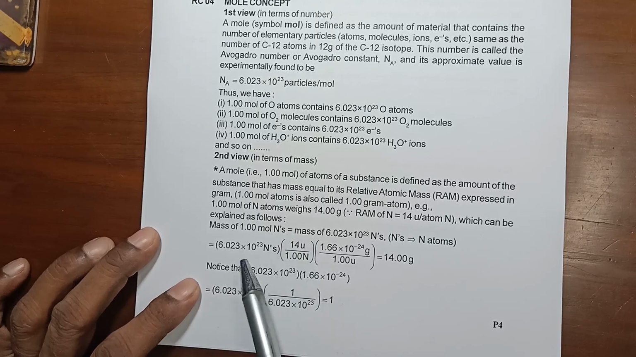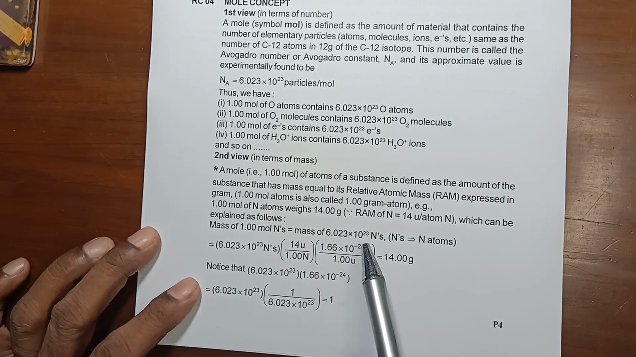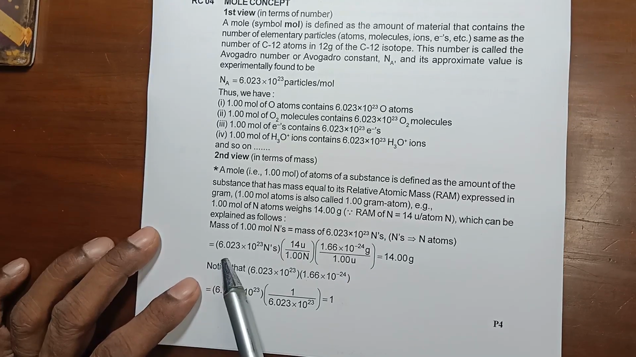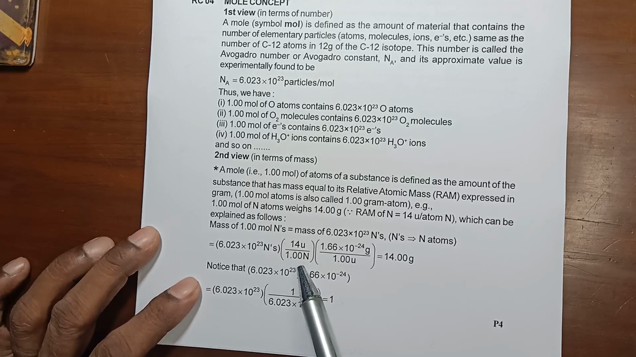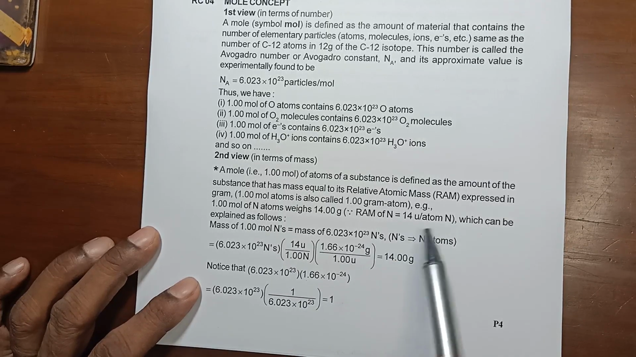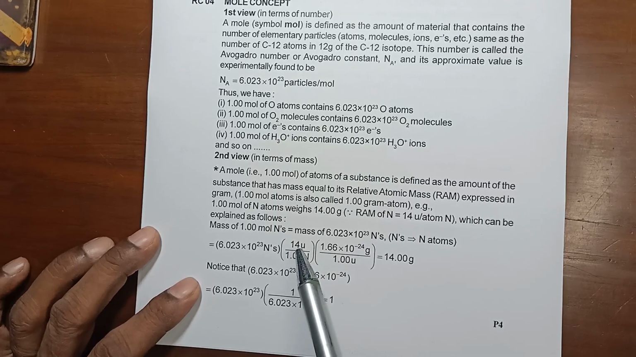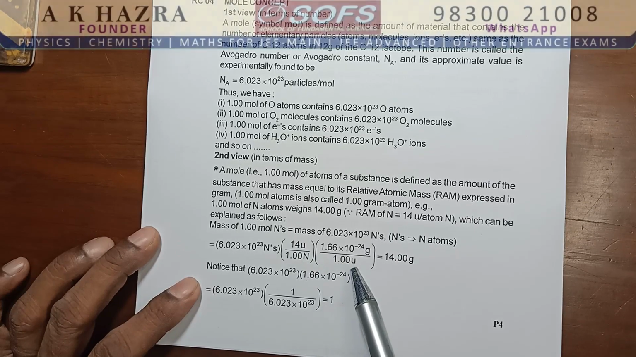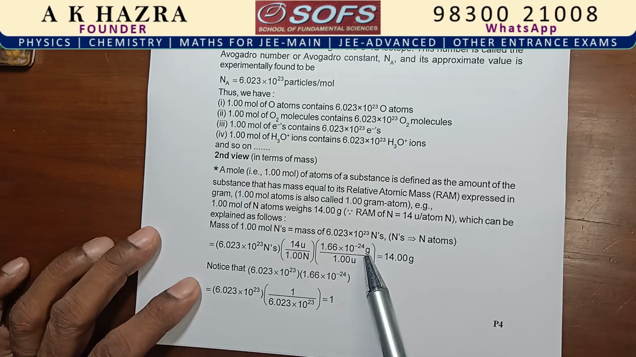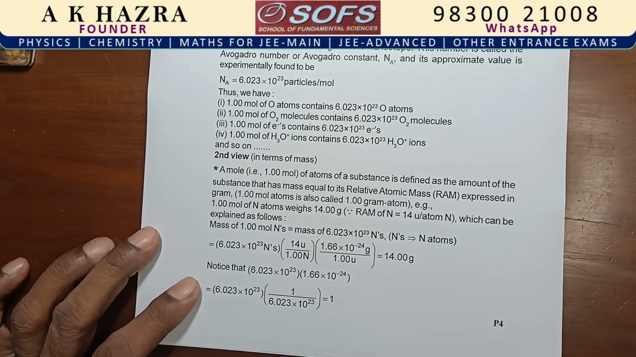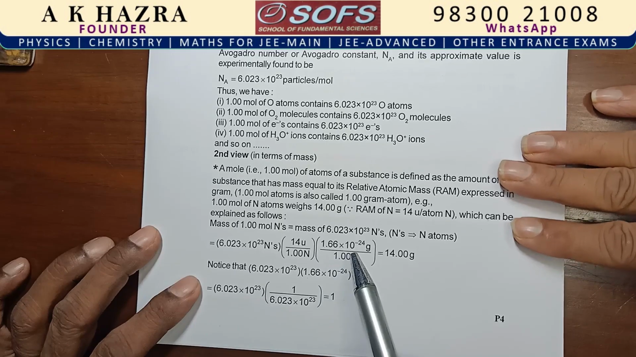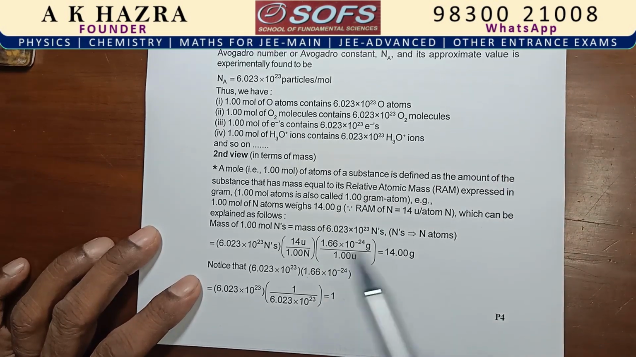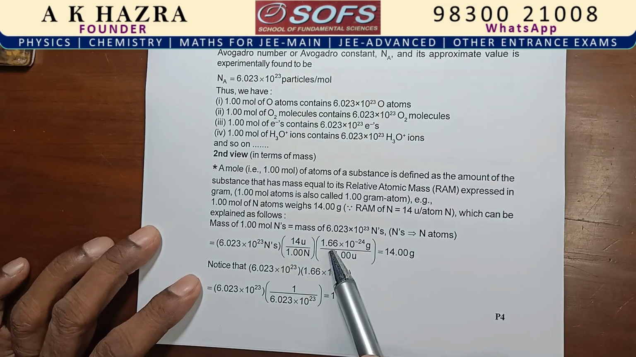So what is the mass? The mass of 6.023 × 10^23 nitrogen atoms equals 6.023 × 10^23 nitrogen atoms times the mass of 1 atom, 14 u per atom. So 1 atom has the mass 14 u on the atomic mass unit scale, but it is to be converted into gram. We know 1 u equals 1.66 × 10^-24 gram, which gives 14 gram. Why? Already I have explained: 1.66 × 10^-24 gram equals 1 by the Avogadro number.